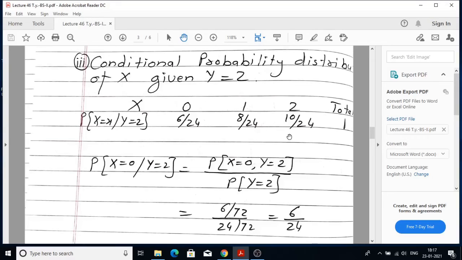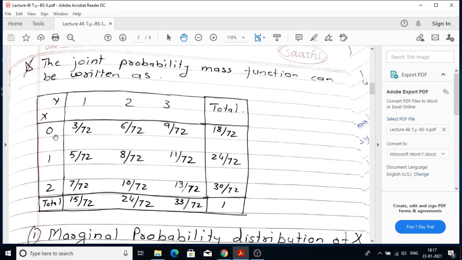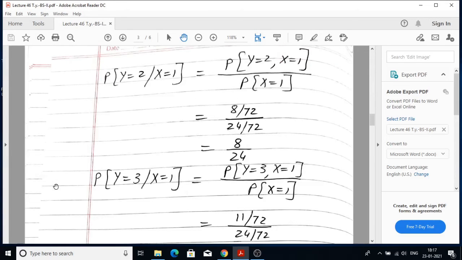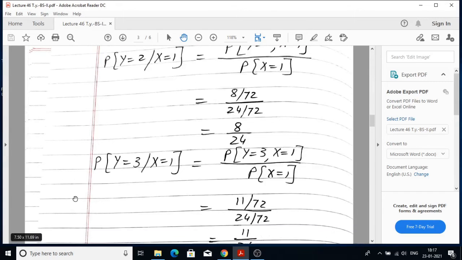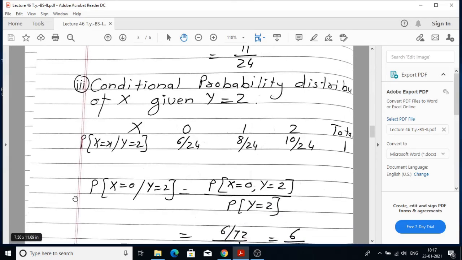Now in the third part of the problem, we have to find the conditional probability distribution of x given y is equal to 2. So if I want to find the conditional probability distribution of x, we will list all the possible values of x. The possible values of x are 0, 1 and 2. So x takes values 0, 1 and 2. Probability x is equal to x given y is equal to 2. We have to find three possibilities.